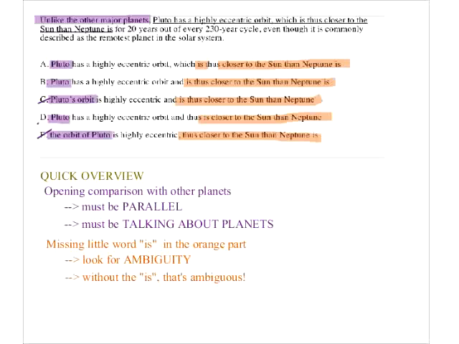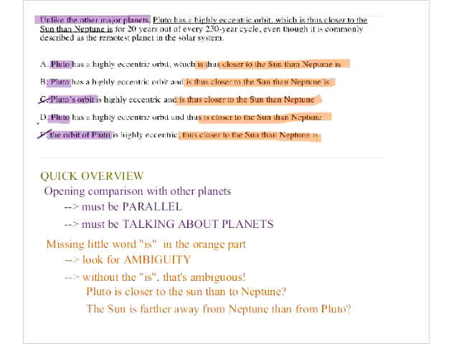Because it could mean Pluto is closer to the sun than to Neptune, or Pluto is closer, or it could be the sun is farther away from Neptune than Pluto. So we don't know. So that's ambiguous. That's a problem.